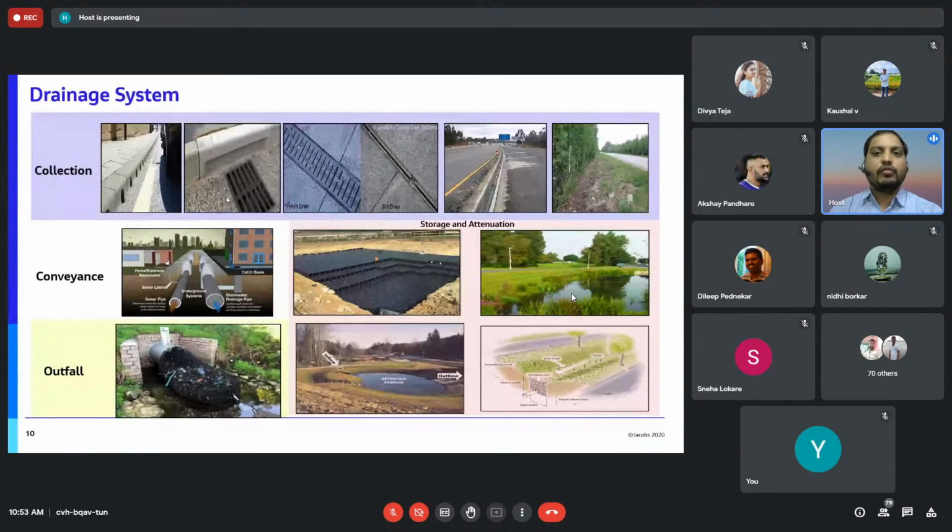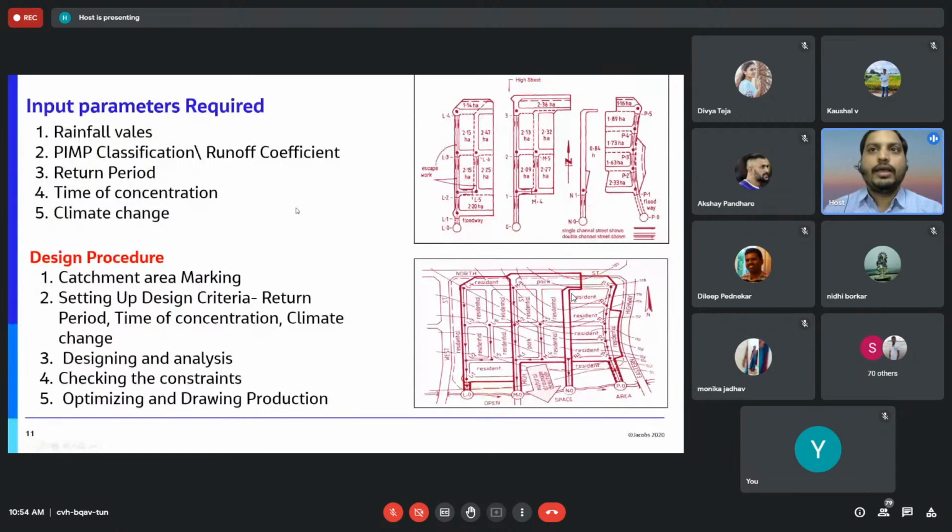And the outfall location, which is the last, is going to be in the stream or in the nala or in the river or something. There we have the headwalls with outfall location, with outfall controls. So this part will also be covered in detail. Now, as I discussed, the input parameters we require are rainfall values. Then, when we get the rainfall values, we require the runoff coefficient or PMP classification also.